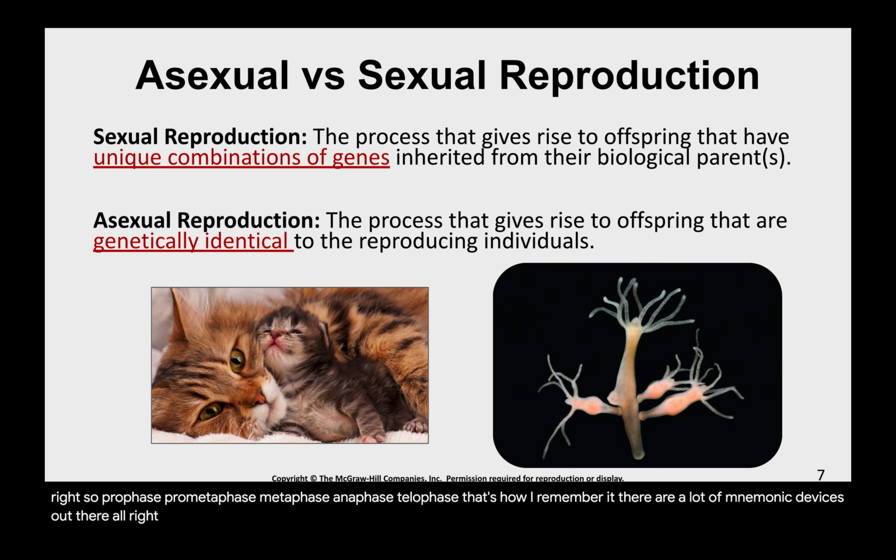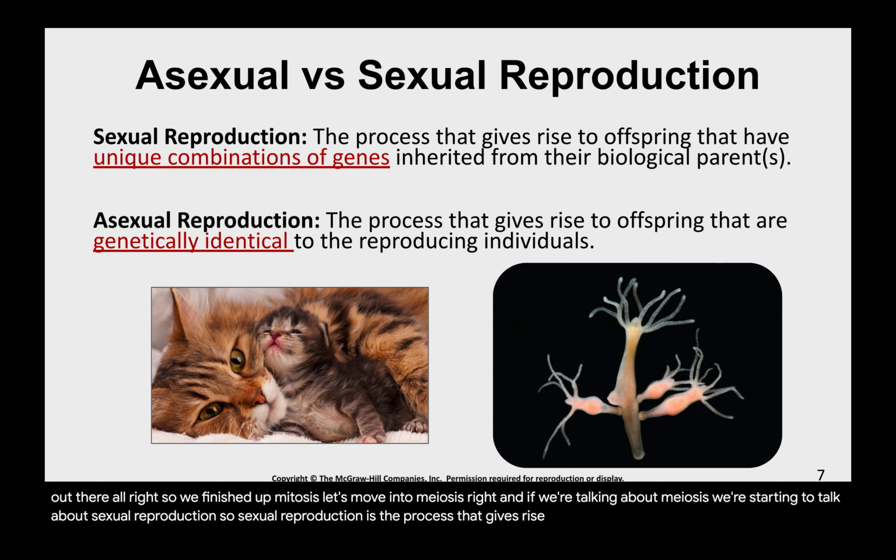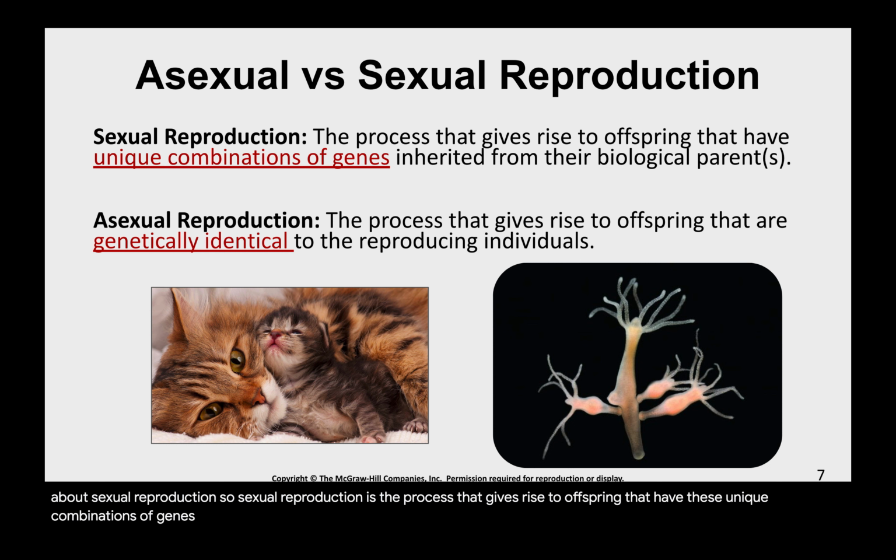So we finished up mitosis. Let's move into meiosis. If we're talking about meiosis, we're starting to talk about sexual reproduction. Sexual reproduction is the process that gives rise to offspring that have these unique combinations of genes. So the offspring are not genetically identical to their parents, which is different from asexual reproduction.